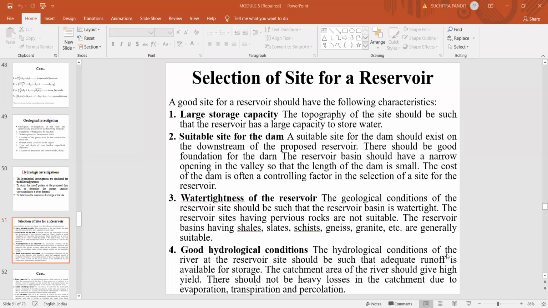The hydrological condition of the river and the reservoir should be such that adequate runoff is available for storage, and the catchment area of the river should give high yield. So there should not be heavy losses in the catchment due to evaporation, transpiration, and percolation. So these are all the hydrological factors.